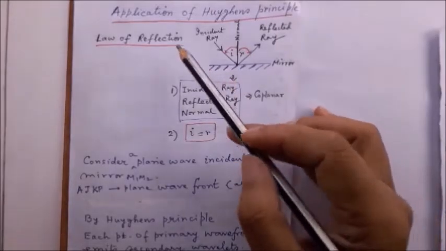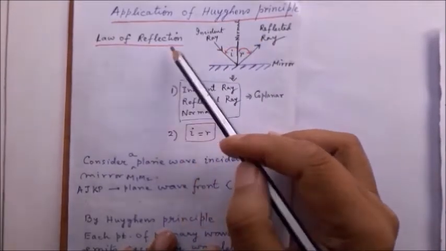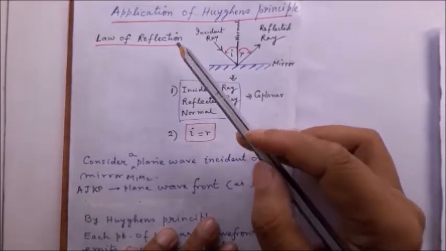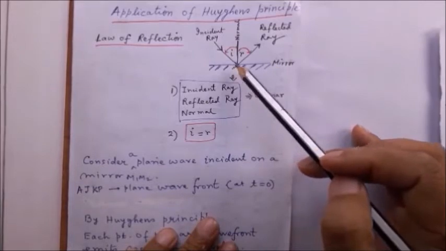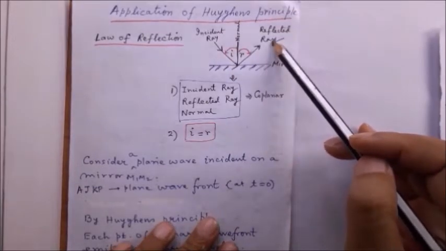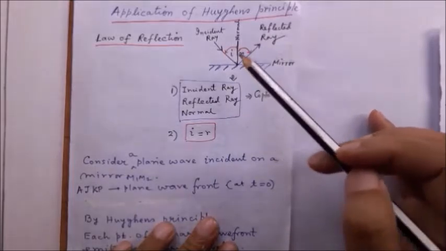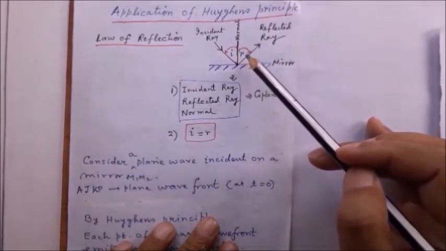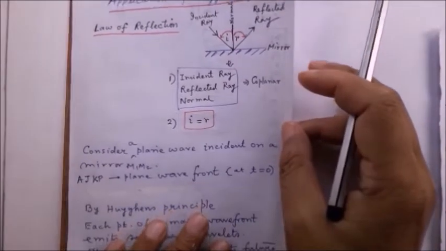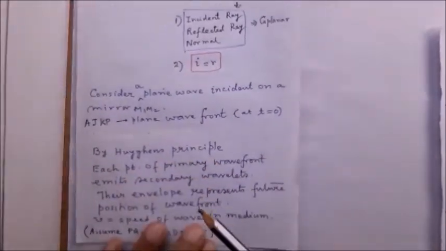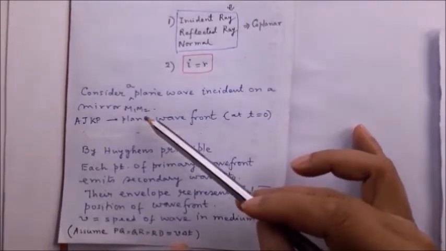Let us now apply Huygens principle to prove the laws of reflection. Reflection is a phenomenon which occurs in the same medium. An incident ray gives rise to a reflected ray, and along with the normal, these rays are coplanar, and the angle of incidence and angle of reflection are the same. Now let us consider a plane wave incident on a mirror, which is M1, M2.